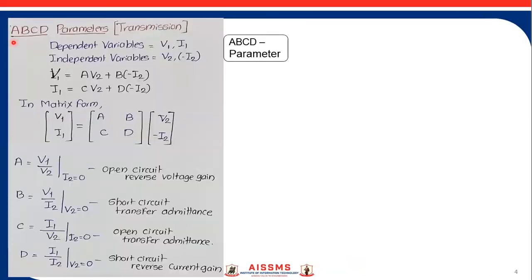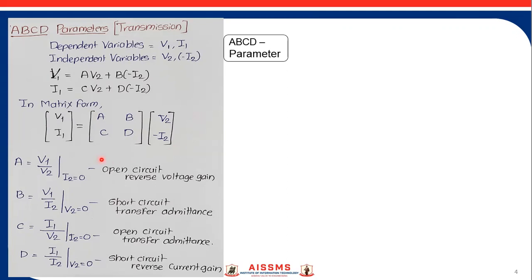Next is ABCD parameter or transmission parameter. In this, dependent variables are V1 and I1 and independent variables are V2 and I2. Here I2 is negative. These are the ABCD parameter equations. V1 equal to A V2 plus B into minus I2. I1 equal to C V2 plus D into minus I2. This is a matrix form of ABCD parameter.